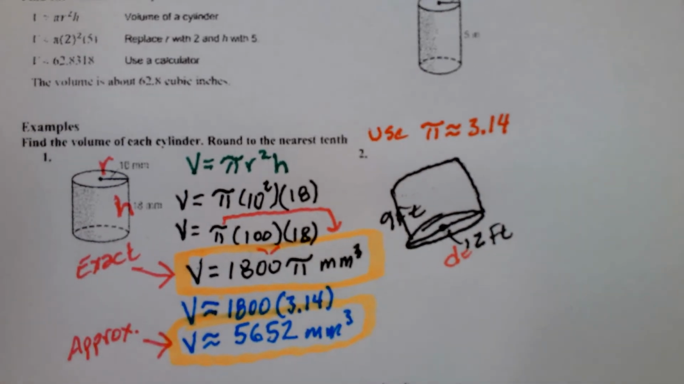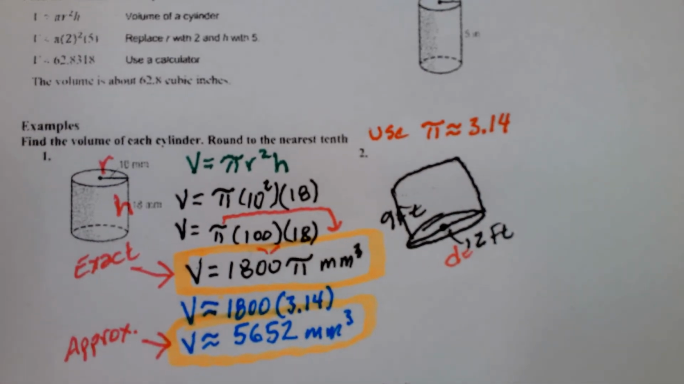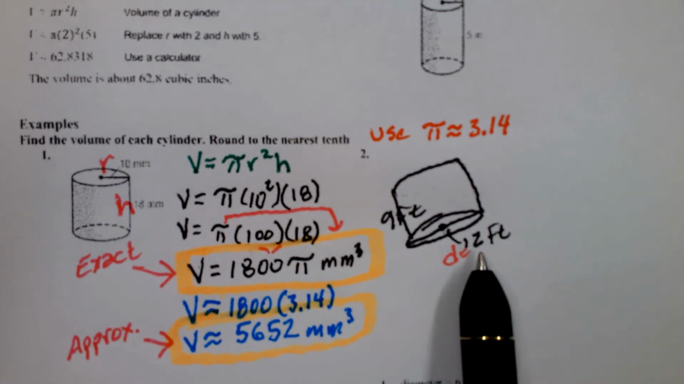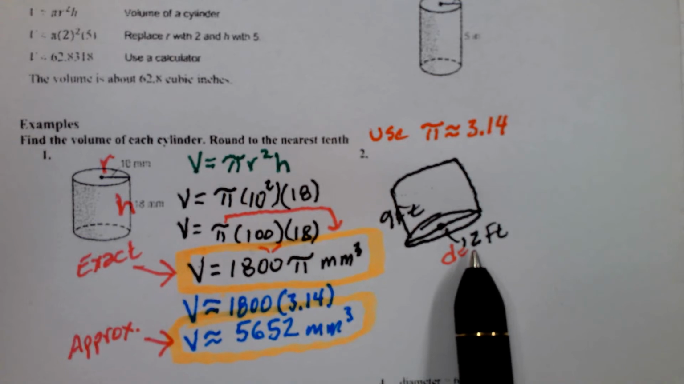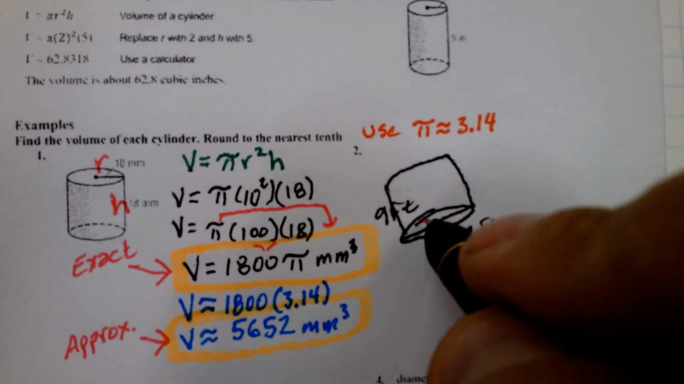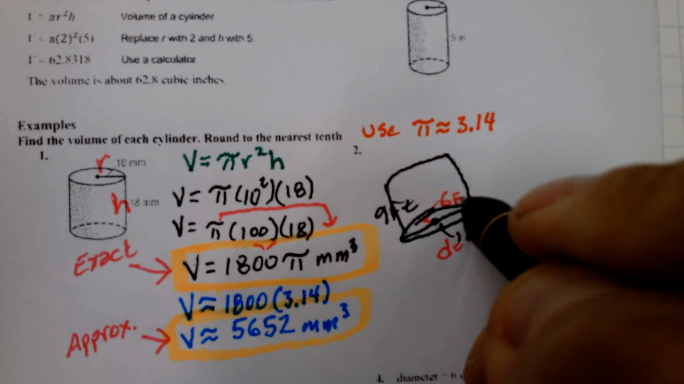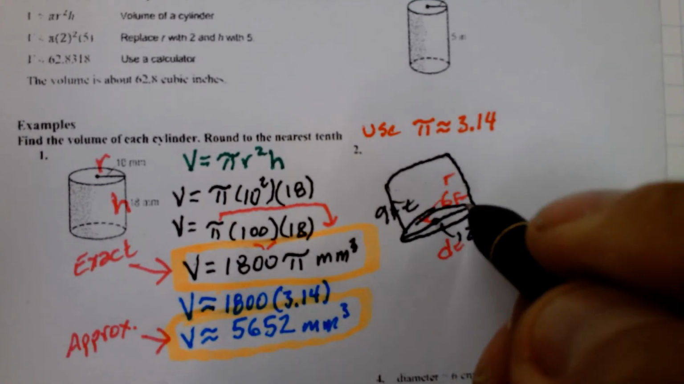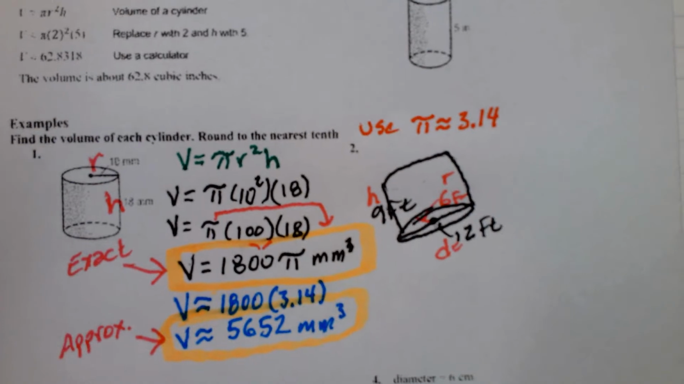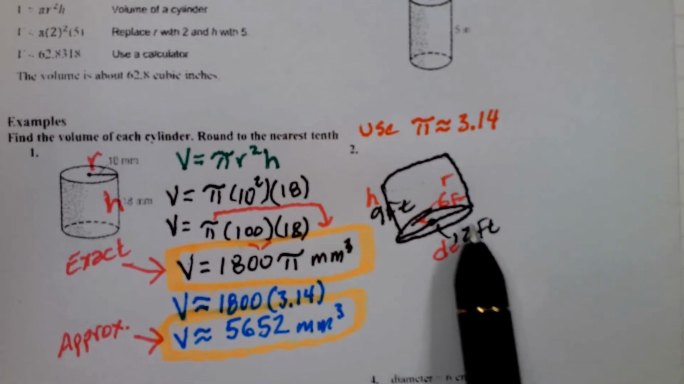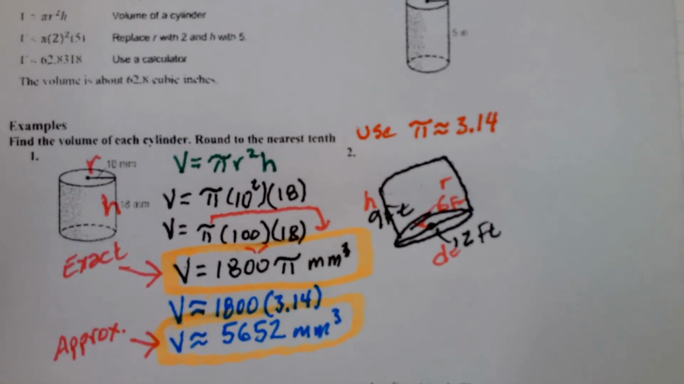it's not really what I want, right? For volume, anything circular, it's usually best to have the radius. So remember how we get the radius from a diameter? I take this number and divide it by 2. Okay, so if this is 12, this is going to be 6 feet. So the radius is 6 feet and the height is 9 feet. So we're going to use 6 for R and 9 for H.